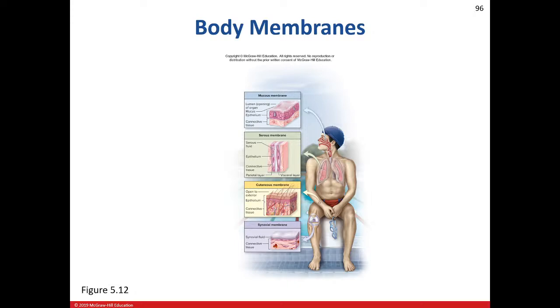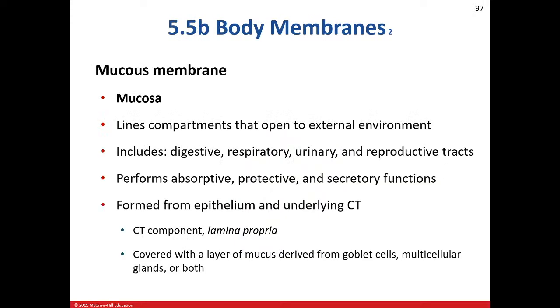Then you have the cutaneous membrane down there. That's the skin. You have multiple layers, the stratified squamous epithelium sitting on top of both loose areolar and dense irregular connective tissue. And then lastly is the synovial membrane. The synovial membrane produces a synovial fluid which lubricates the inside of joints. And we'll find when we get to the joints unit that a lot of the joints are synovial. Not all, but a lot of them.